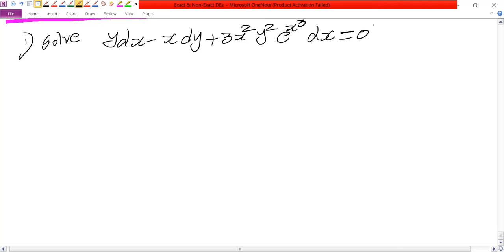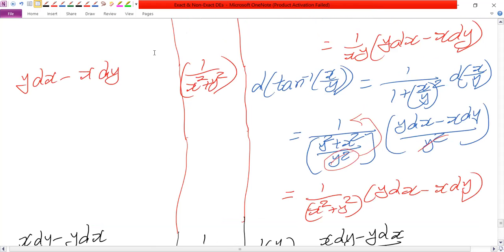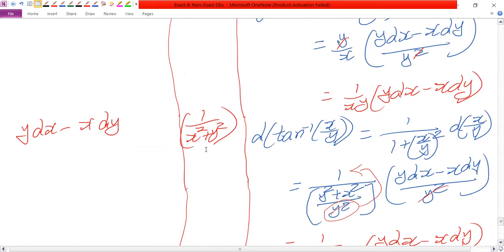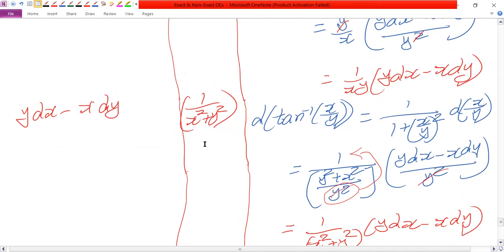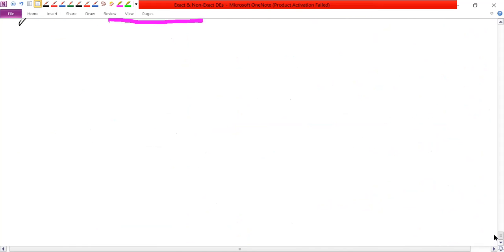How to identify whether it is exact or non-exact? Don't get confused. It's a very simple process. We are not going to check whether it is exact or non-exact. The reason is, if you observe y dx minus x dy, it is a group of terms like this. Whenever we have y dx minus x dy, what integrating factors can we take? 1 by y square, 1 by x square, 1 by xy, 1 by x square plus y square. Anything we can take, but it is not possible to take all at a time. From these 4 cases, we cannot take all 4. Only one case is possible. What is that one case? That is important for us.